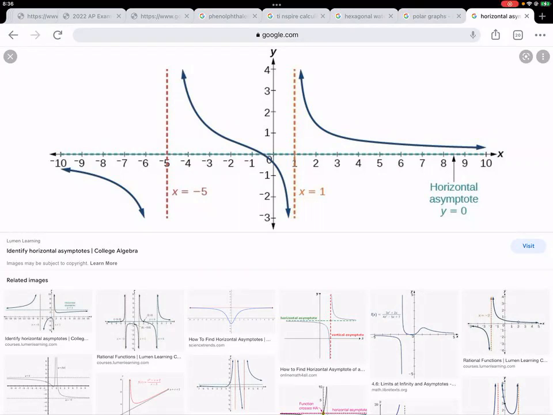Well, since there's multiple... Look at here, right around between 0 and -1. No, that's the vertical asymptote. And this is the common misconception about the word asymptote.